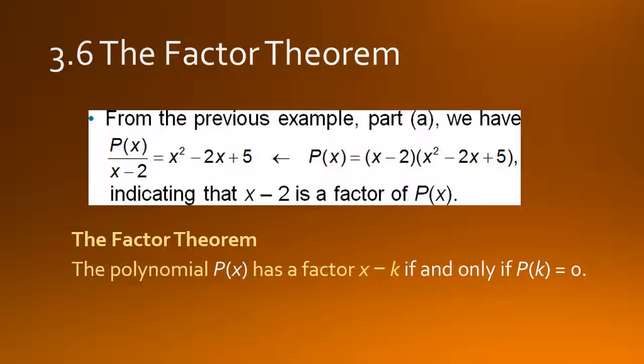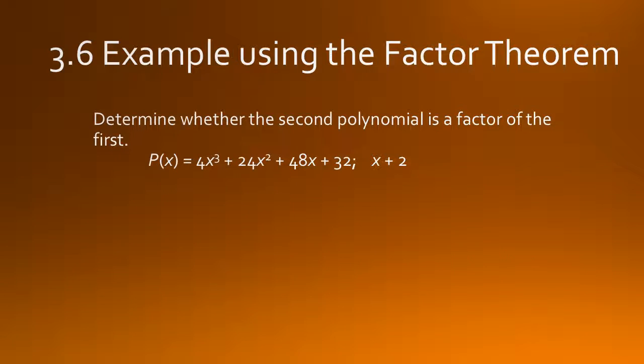So the factor theorem says the polynomial p of k has a factor of x minus k if and only if p of k equals 0. In other words, if you can substitute that number into the polynomial and you get 0 for your answer, then it is a factor. So we're going to determine whether the second polynomial is a factor of the first. Give this problem a try, pause the recording, and resume the recording to see how you did.